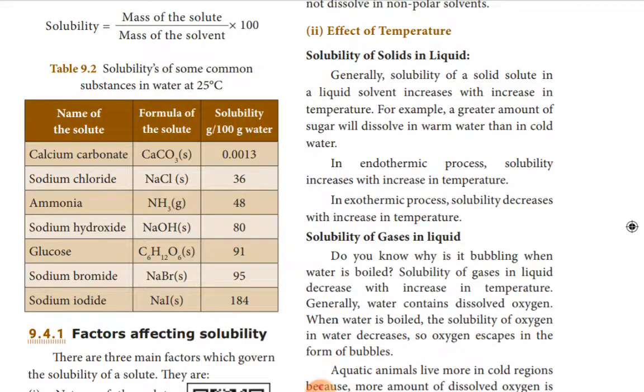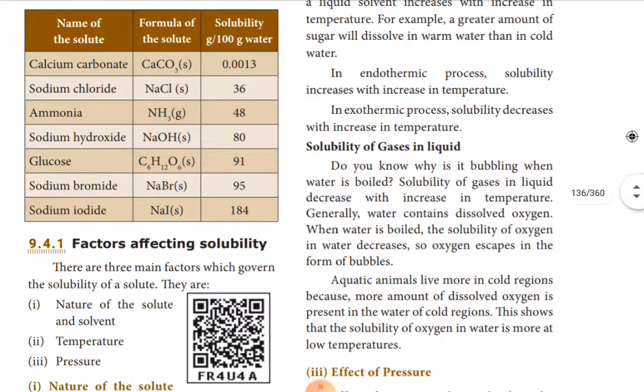So here, the example is the solubility of gases in liquid. Do you know why it is bubbling when water is boiled? Solubility of gases in liquid decreases with increase in temperature. This is an exothermic process. The oxygen which is in the atmosphere slowly dissolves in water. So this solubility of oxygen is going to decrease with the increase of temperature.